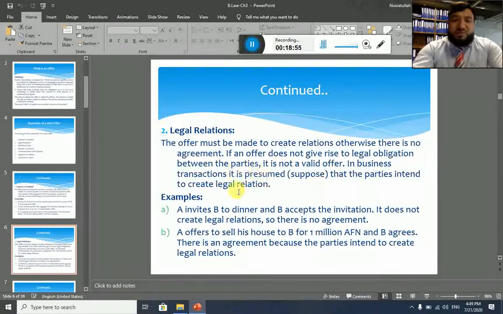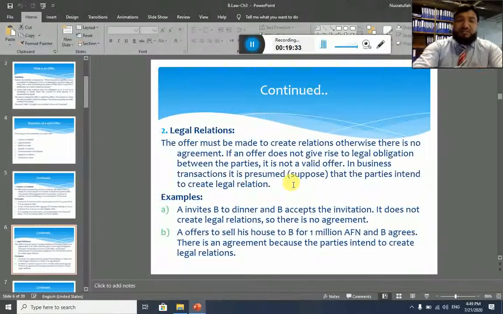In business transactions, it's presumed that the parties intend to create legal relations. When we are in the business context, whatever offer we make is a business offer, a legal offer, because this offer is to create legal relationships between the parties, and it gives legal obligations to both parties. So two things should be remembered here. One, legal relation, which means business relations. The second is legal obligations: the obligation assigned to the parties under this offer should also be legal.